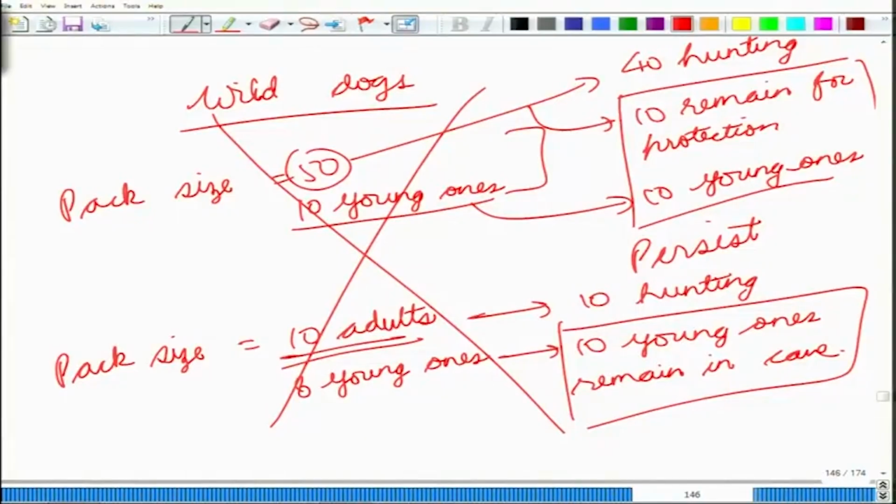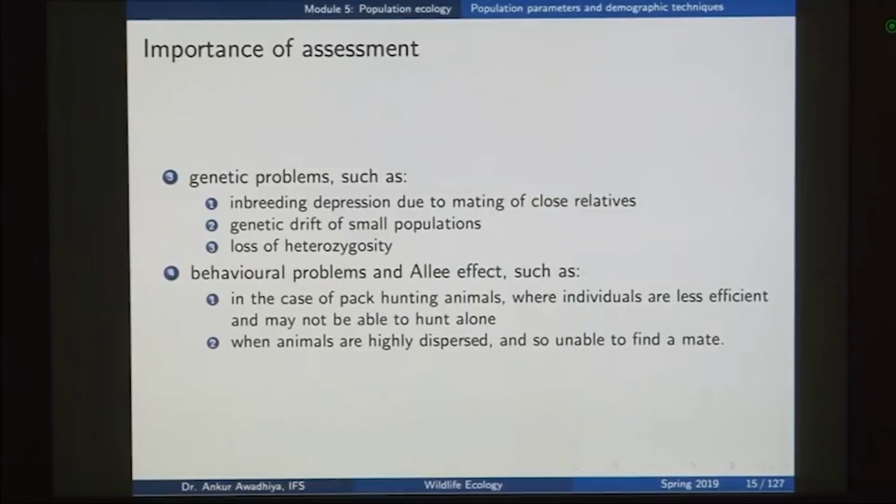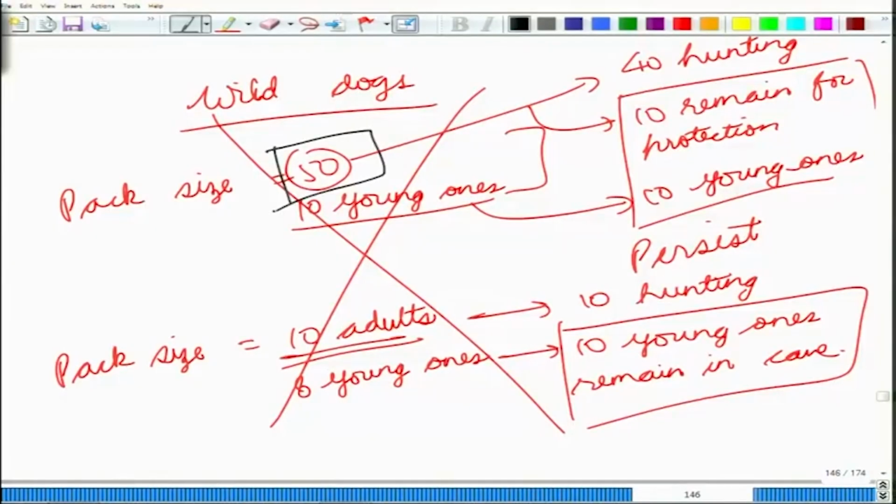This is an impact that is known as the Allee effect, in which a very small number of organisms are not able to perform their biological functions properly. They are either not able to hunt properly or not able to find their mates properly, and so on. So, we start seeing behavioral problems and Allee effects. Now, these problems only occur when you have a very small population. If you have 50 individuals, you will not have an Allee effect, but if you have 10 individuals, you will have an Allee effect.